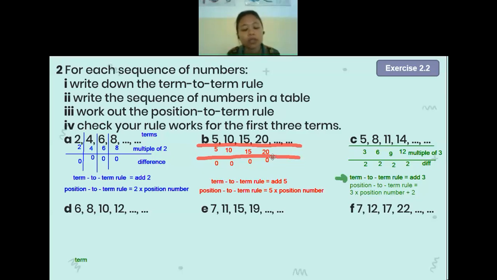After I find the multiples of 5, I just need to find the difference, and the difference is 0. So the position to term rule stays as 5 times position number without any addition. But for question C, it is plus 3, so it will be 3 times position number. When I check, the difference is 2, so it will be 3 times position number plus 2. Is there anyone still confused, or is my explanation too fast?